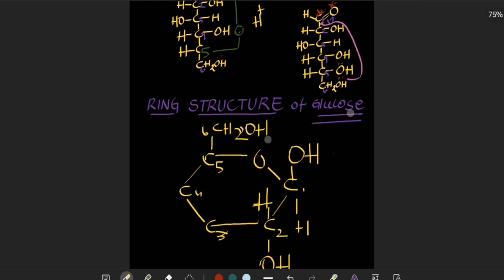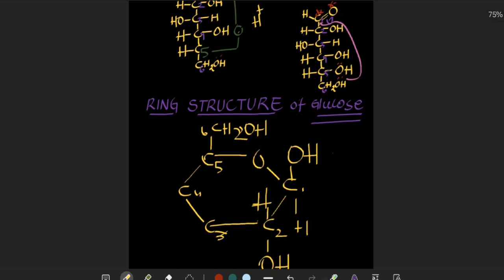Now let us see carbon 3. In carbon 3 we can see that the OH is present on the left side. That means it's going to go upward. So OH, and then H is going to go downwards, right? Because it is on the right side.